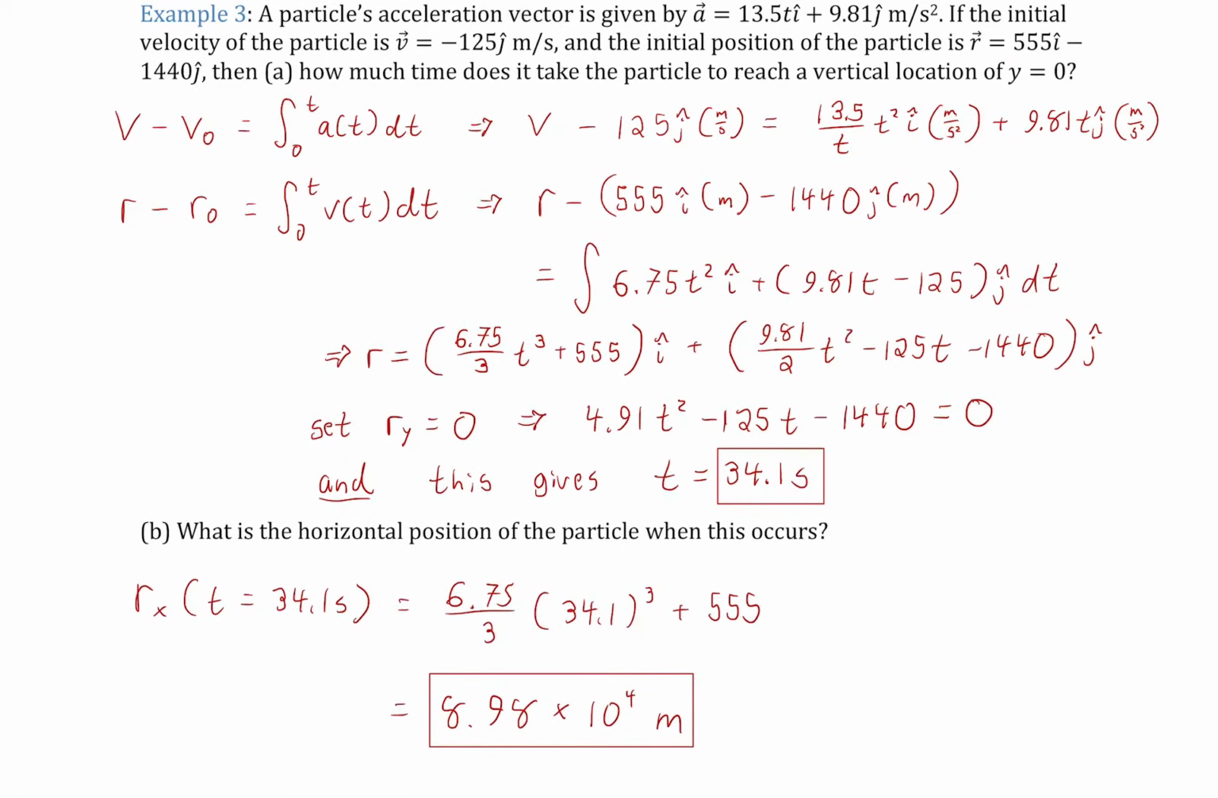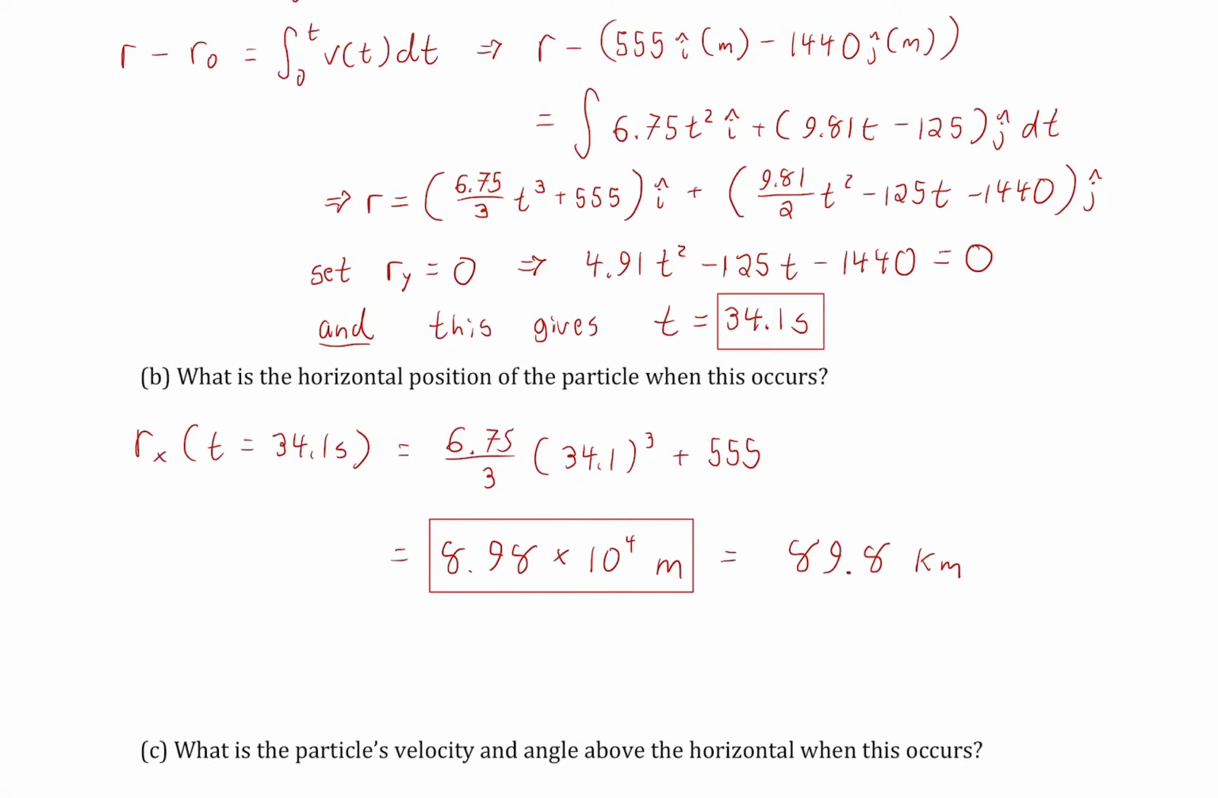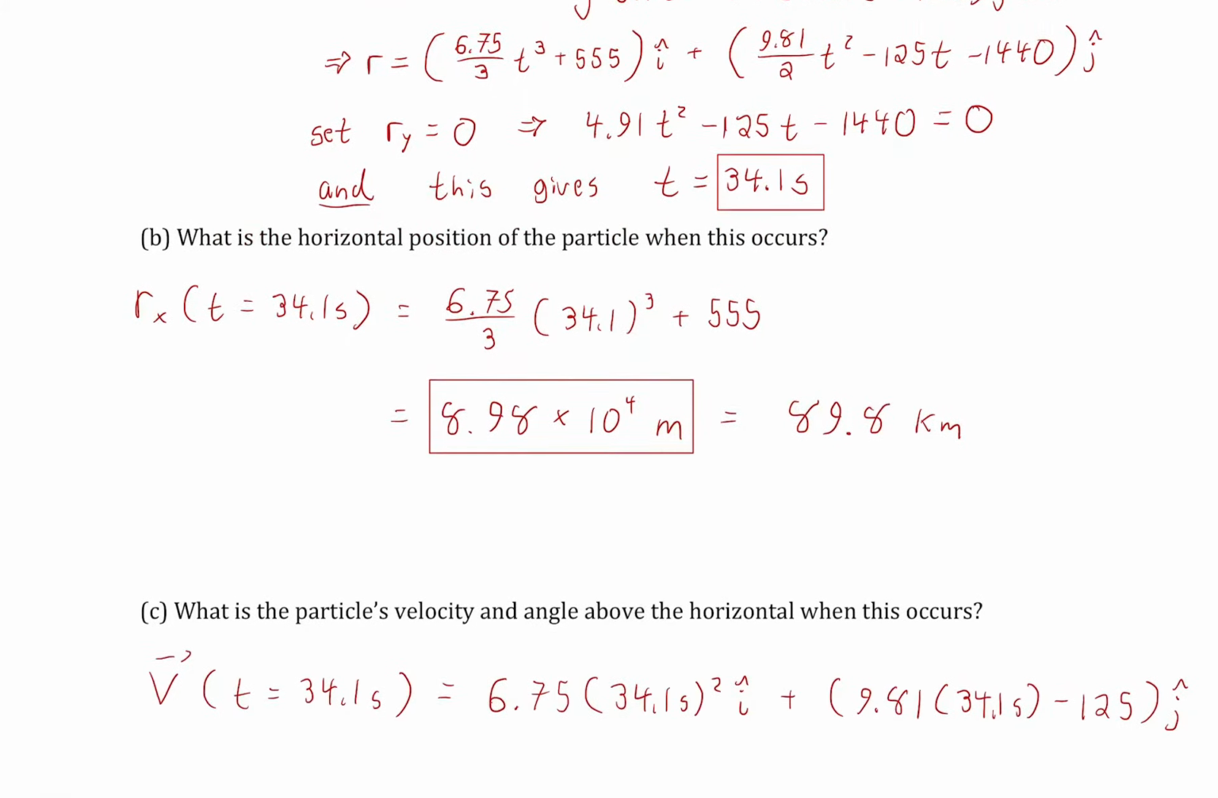So in other words, that means that it's gone a lot further in x than y, because in the y direction it's only gone 1,440 meters, but meanwhile in that same amount of time, it's gone 89,800 meters in the x direction. And we can actually even write that in kilometers as 89.8 kilometers, okay? All right, so let's finally look at part C.